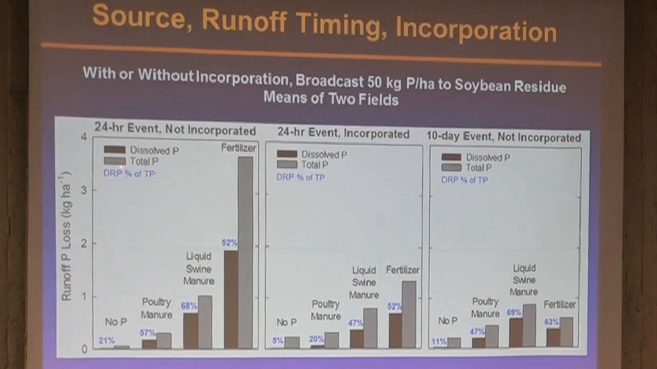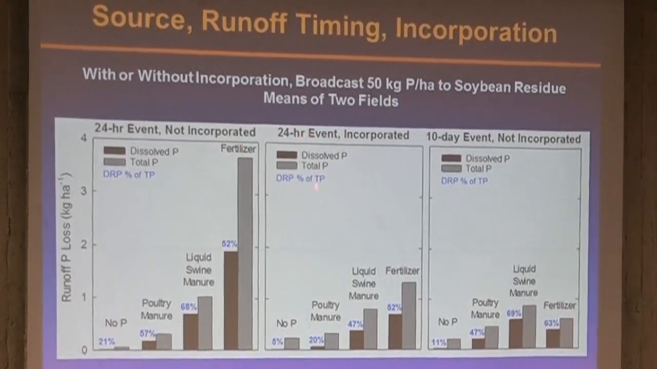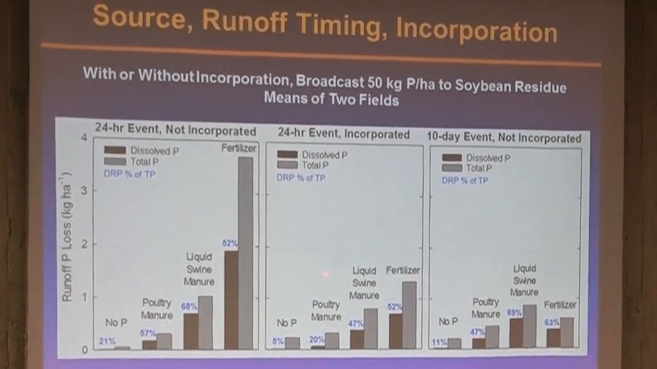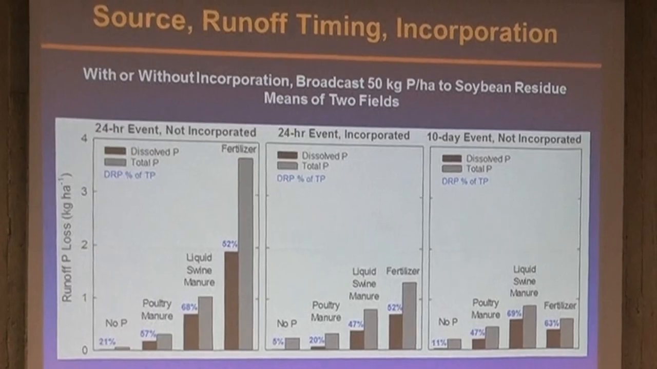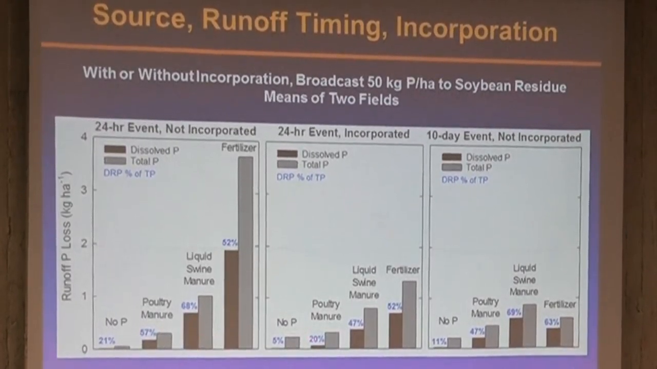So in this case, I have black for soluble P, gray the total P, again, the same thing. These are different experiments. The fertilizer is the highest loss, much lower in liquid manure and poultry manure. And then the important thing here, again, is not much difference between the sources in terms of the proportion of the soluble P or the total P. But look at this difference here across the three charts. This is without incorporation, rain within 24 hours. This is incorporating the soil by disking, a 24-hour event. So by incorporation, the fertilizer will reduce the loss to less than half. And the major impact was on fertilizer. Yes, there was an impact also in liquid swine manure, but it was less. And there was also an impact, but not that much, in poultry manure.